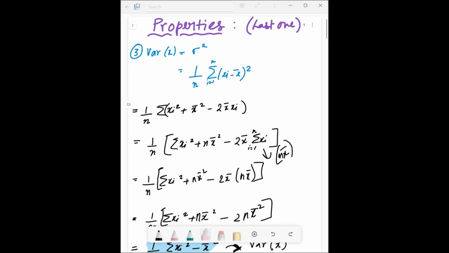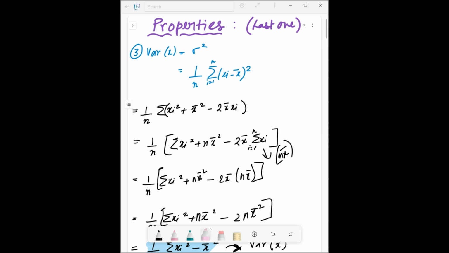This is Ahili Bhattacharya, and today we are diving into one of the most powerful concepts in statistics, variance and standard deviation. This is the last property, right? So we start with property number 3. This isn't just a property, it's a super useful alternative way to calculate variance.